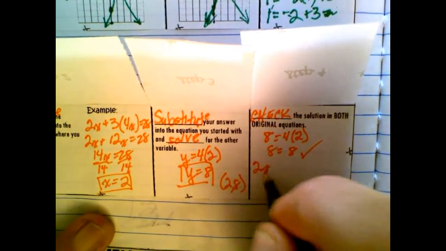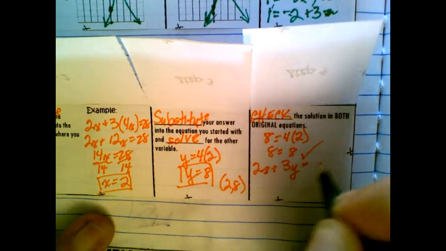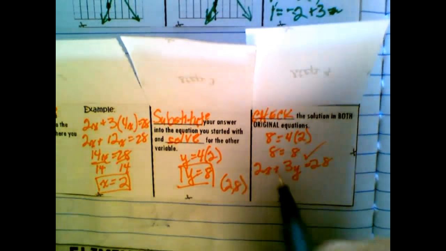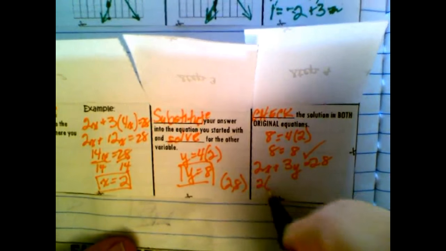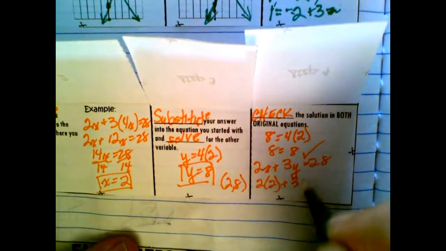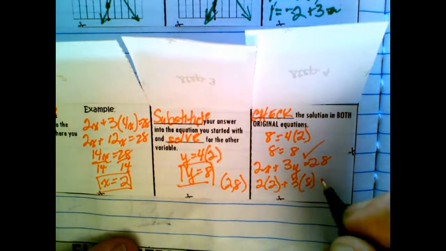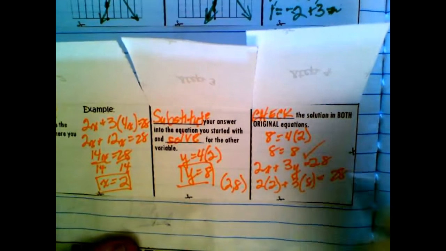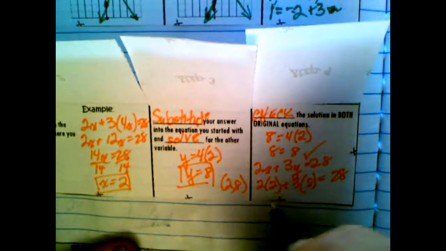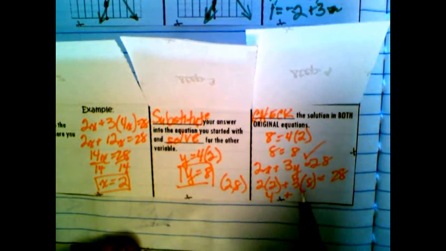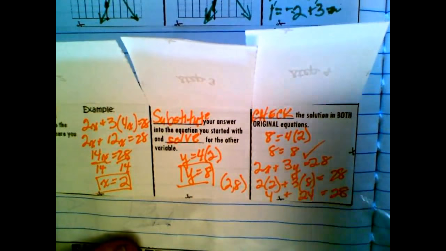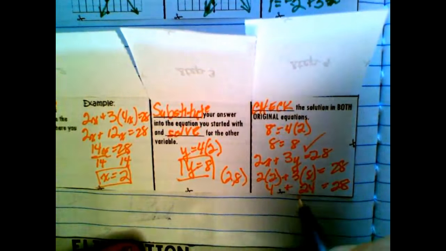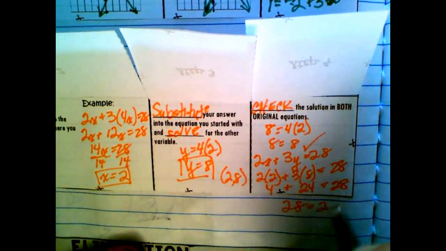Check the other one. So we've got 2x plus 3y equals 28. Okay, so x is 2, so I have 2 times 2 plus 3 times y, which is 8, so 3 times 8. Is that going to be 28? Well, 2 times 2 is 4. 3 times 8 is 24. And we're hoping that that equals 28. Well, 4 plus 24, last time I checked, 28 equals 28.